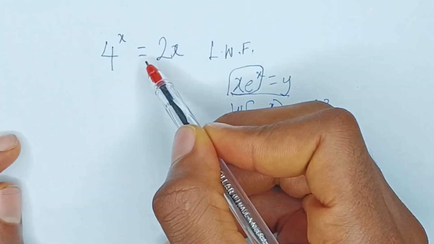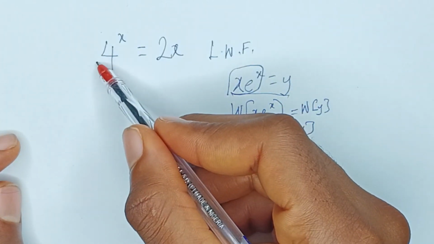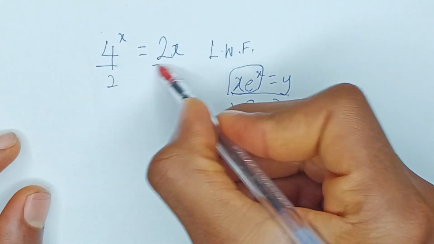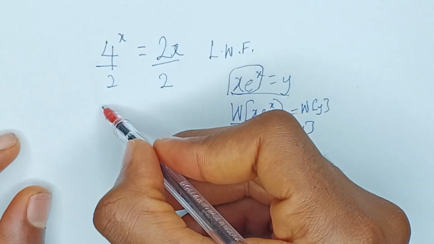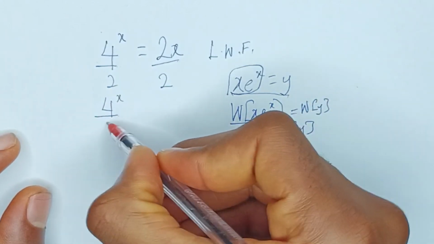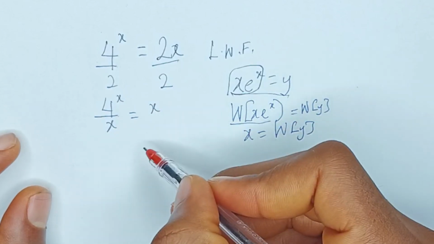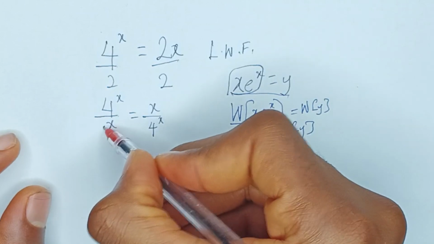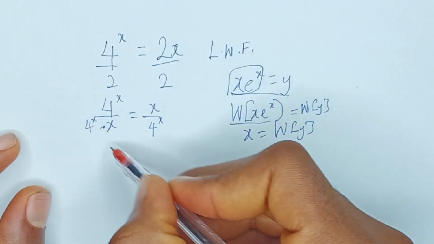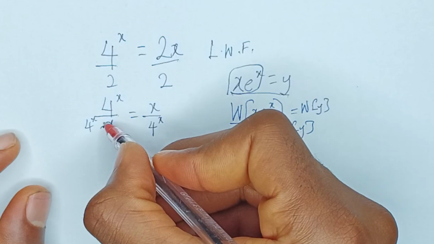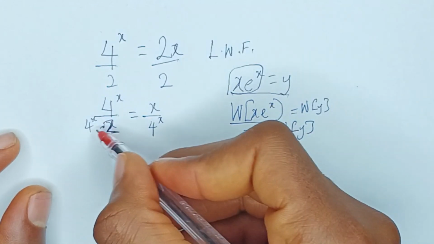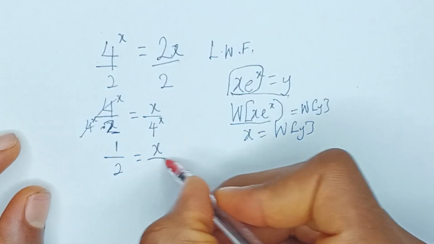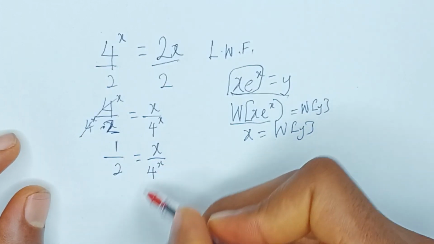Now, the first thing I do is divide both sides by 2, and we'll divide both sides by 4 raised to power x. So we have this divided by 2 to give me 4 raised to power x over 2 is equal to x. Then we divide both sides by 4 raised to power x. Sorry, this is 2. So we have from here that what's left here is 1 over 2 to be equal to x over 4 raised to power x.